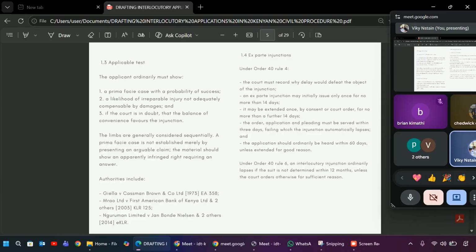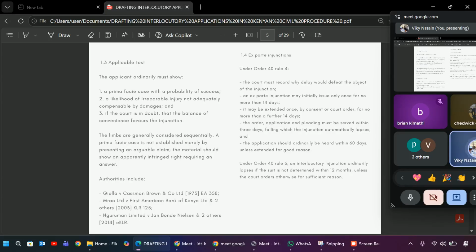So a prima facie case is not established merely by presenting an arguable claim, because the material should show an apparently infringed right requiring an answer. When you are doing this kind of an application on the prima facie case, the application should flow in a way that shows how this limb has been met. So whenever you're framing your grounds, remember you're supporting your grounds based on this applicable test so that the court will appreciate your application.